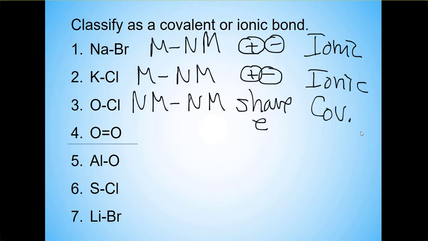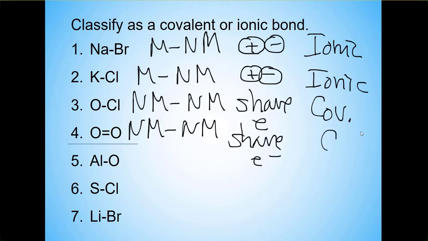This next one, we've already looked at this example, two oxygen atoms. It is a nonmetal with a nonmetal, and because they're going to be pulling equally, this will be sharing electrons, or a covalent bond. Go ahead and stop the video and answer 5, 6, and 7. See if you can do this, and then we'll check the answers.